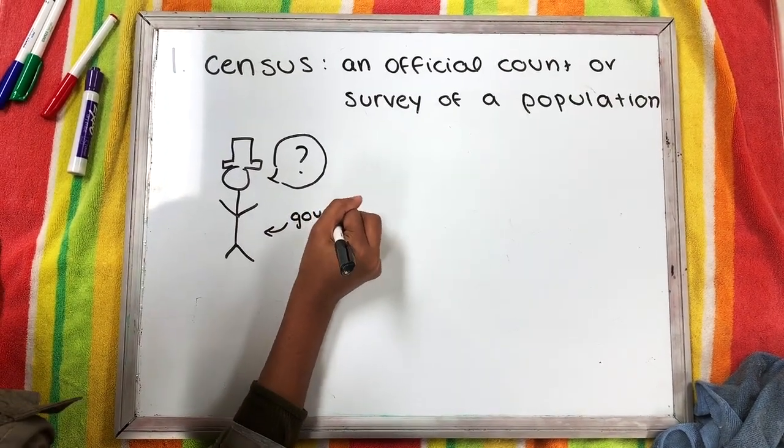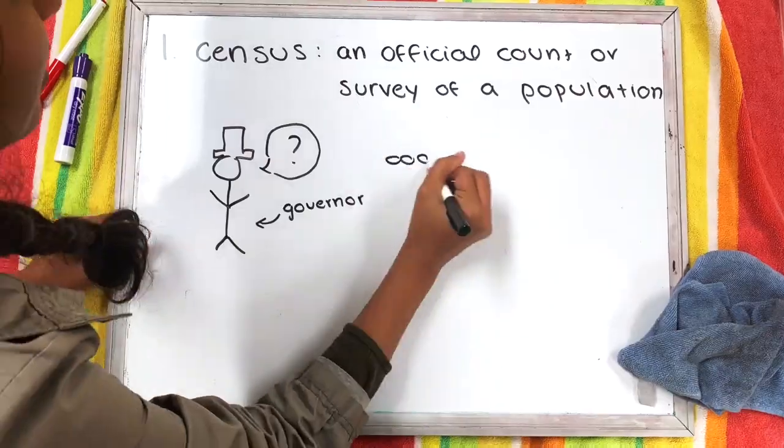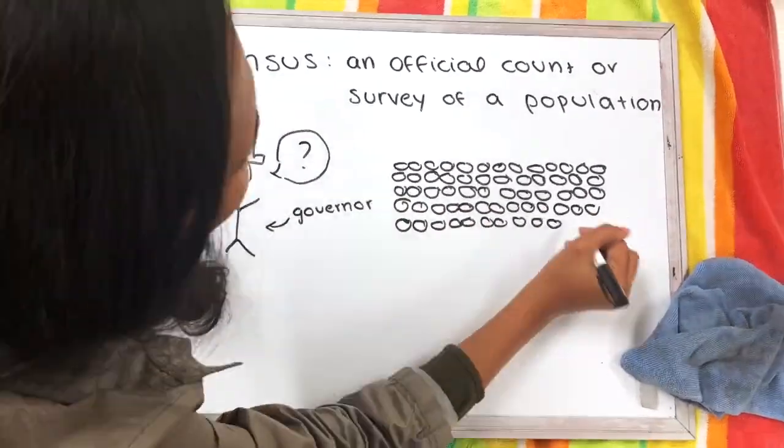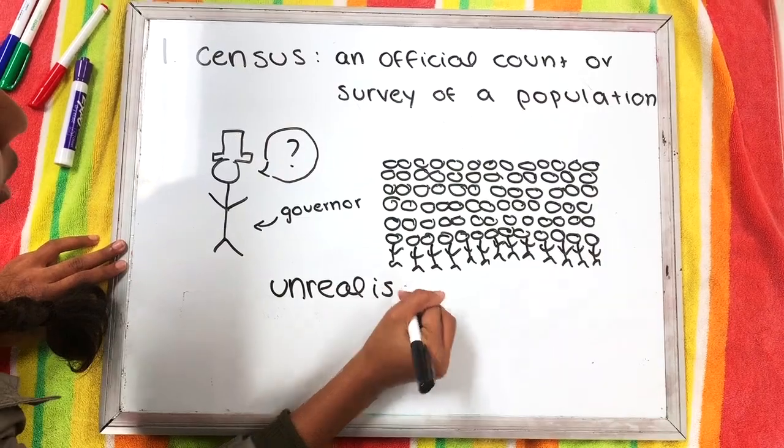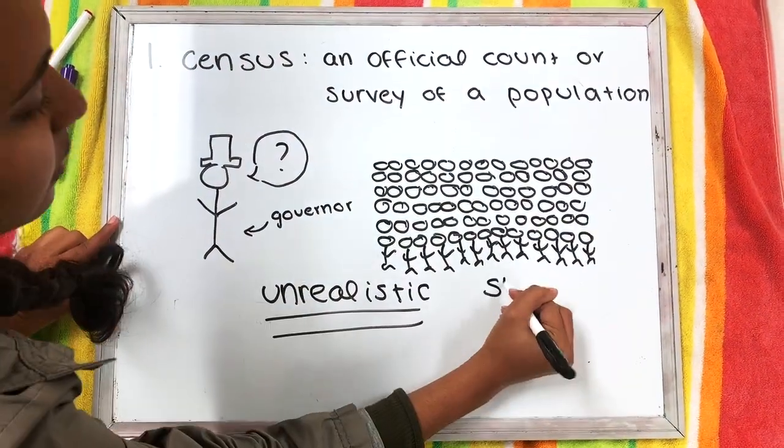For instance, if a governor wants to know the opinions of his constituents on a certain issue, he would get the most representative data by surveying everyone in the city. While this method is accurate, it is obviously unrealistic because it will take far too long to be viable.